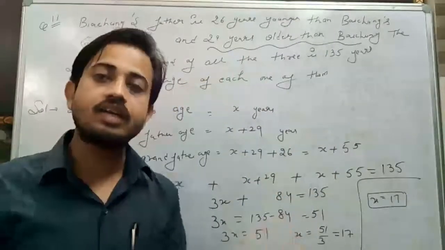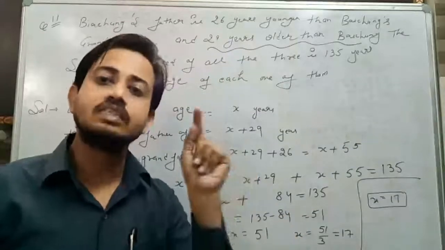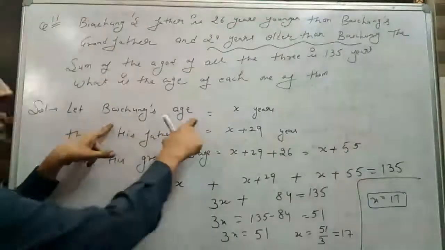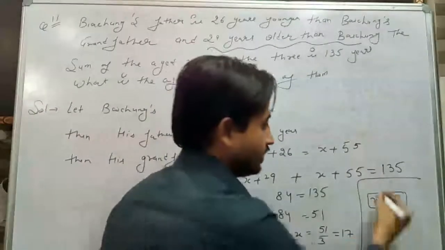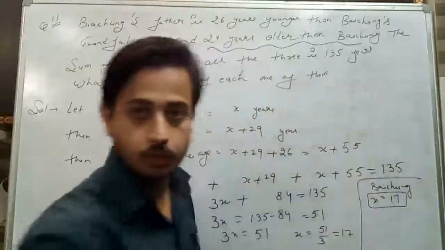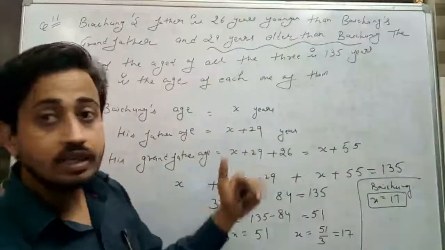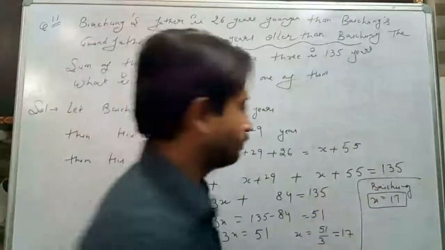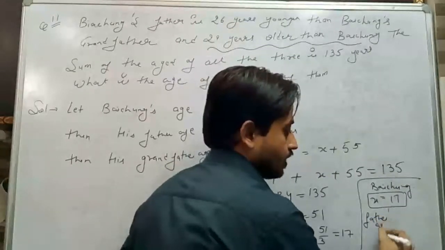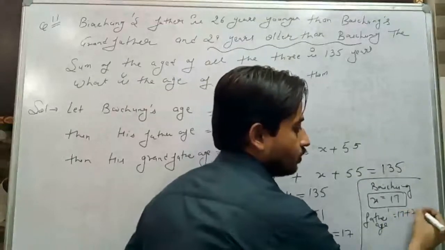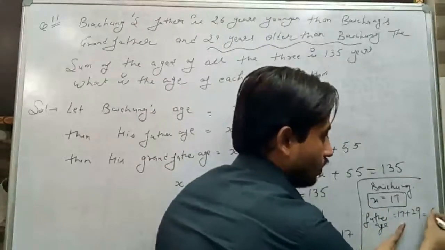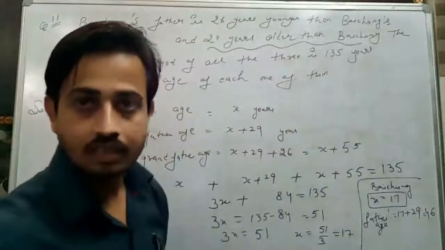Then the question asks, what is the age of each? It means we have to find the age of Bhaichung, his father and his grandfather. So Bhaichung's age is x, which is 17. And what is the age of his father? 29 years more. So we have to add them. Father's age is 17 plus 29. Add them. 9 and 7, 16, carry 1, 46.